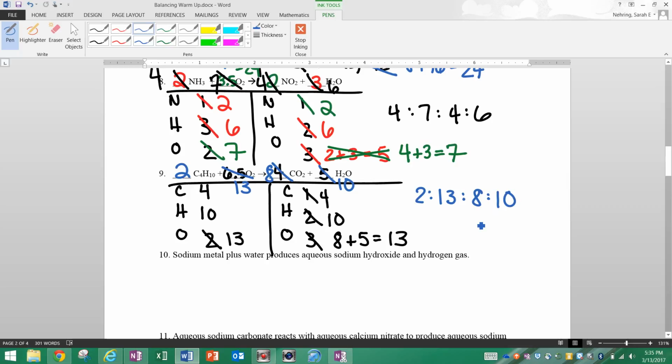Let's look at one more where you are given a word equation and you have to translate it into symbols. So we've got sodium metal. Sodium is not part of Hofbrinkel, so it's just Na. Water, H2O, produces sodium hydroxide. So you want to know that sodium is a +1 ion, hydroxide is a -1 ion. So do a little crisscross, and then we decide we don't even need any subscripts here. So it's just going to be NaOH. And hydrogen gas is H2.